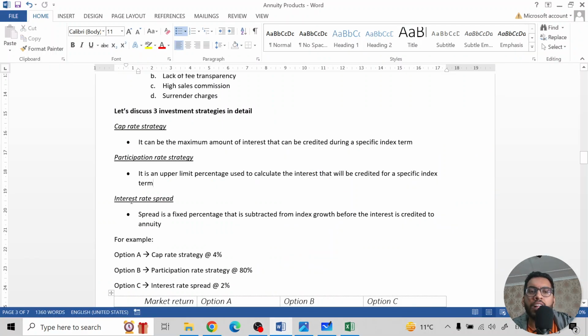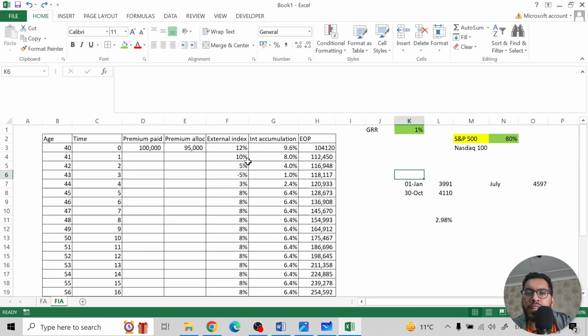Let's move further. Interest rate spread. Spread is a fixed percentage that is subtracted from the index growth before the interest is credited to the annuity. We are simply saying that whatever return is generated, I am going to deduct, let's say, 2% out of that every single time, and then I will provide you with the return.